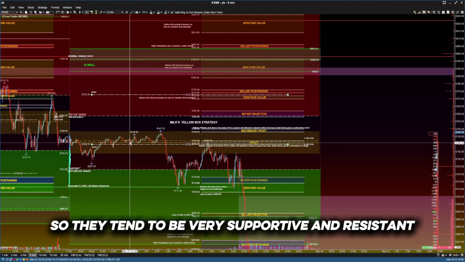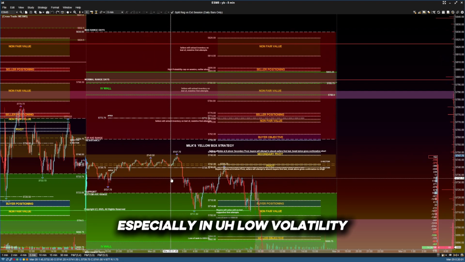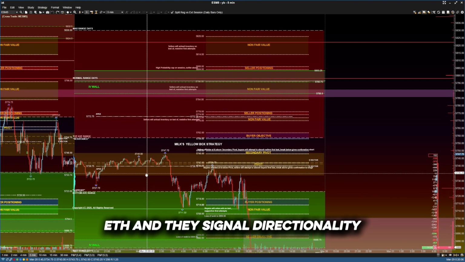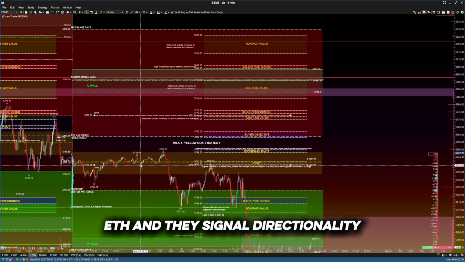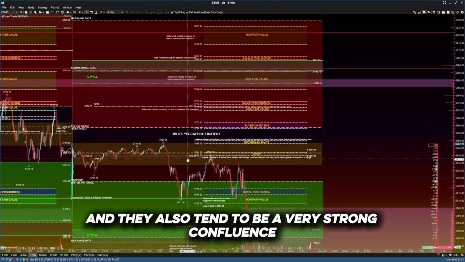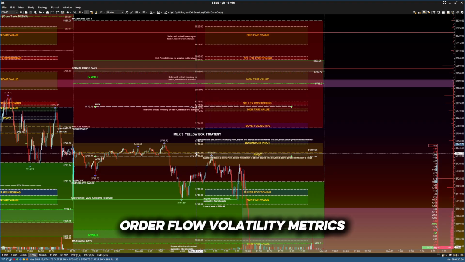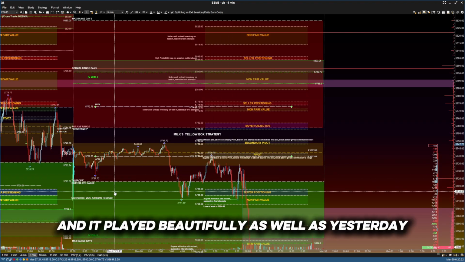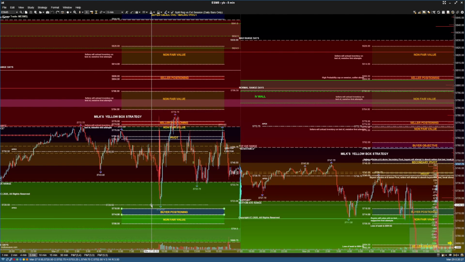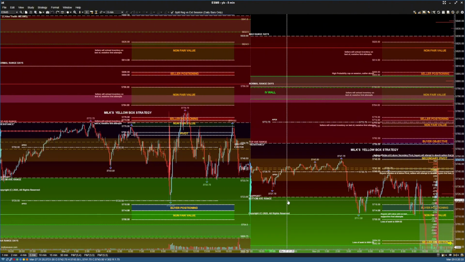So they tend to be very supportive and resistive, especially in low volatility conditions such as extended trading hours, ETH, and they signal directionality as well as strong support and resistance. They also tend to be a very strong confluence. As we can see here, we had a ton of different confluences: order flow, volatility metrics, Spread Monster, and it played beautifully. As well as yesterday, we had order flow, a historical order flow zone, and Spread Monster as well. Beautiful, almost to the tick.